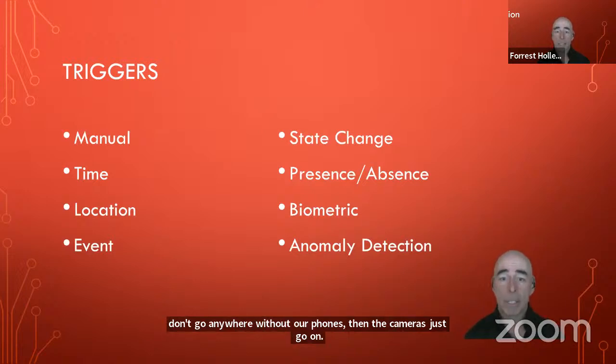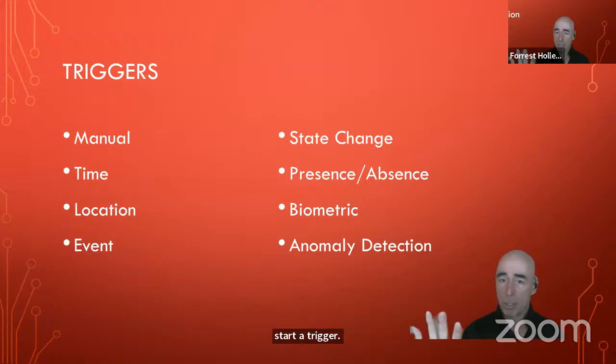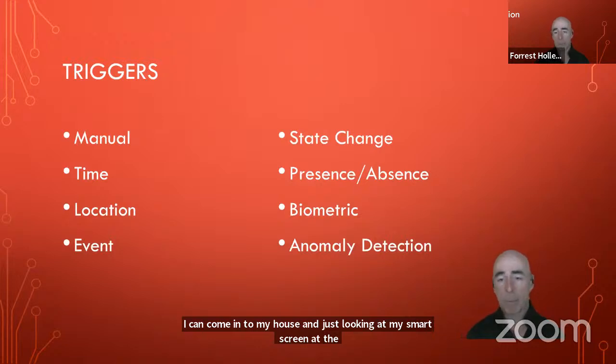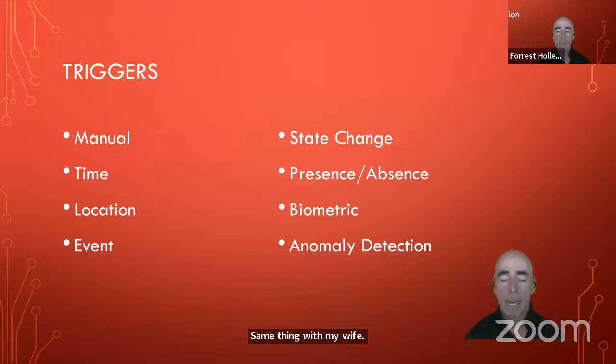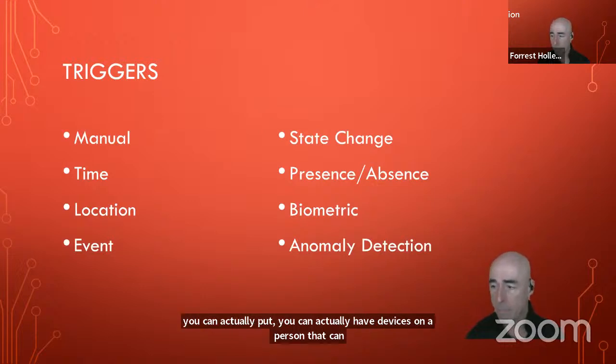There can be biometrics. So we could have facial recognition that can start a trigger, so I can come into my house and just looking at my smart screen, the moment I come in, it detects that it's me and it turns off my alarm. Same thing with my wife. It'll detect the face and turn off the alarm system. There's a number of different biometric triggers that we can use, and this is particularly useful in the area of disabled and older adults, because you can actually have devices on a person that can determine whether they've fallen or if something is not as it should be in the biometric sense.